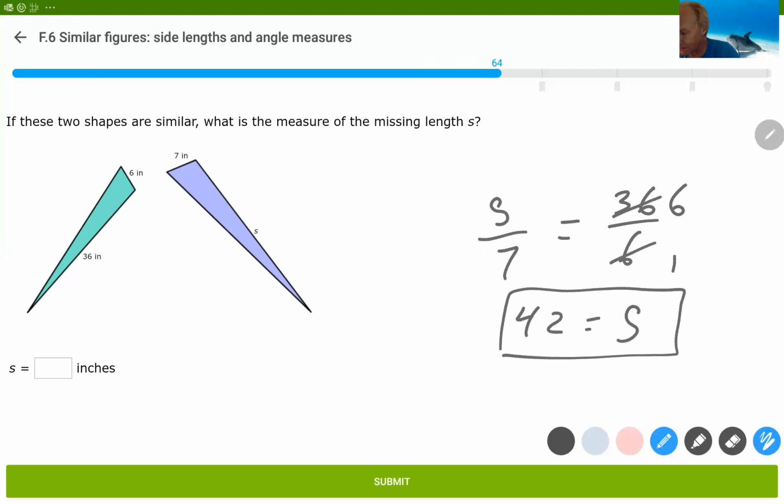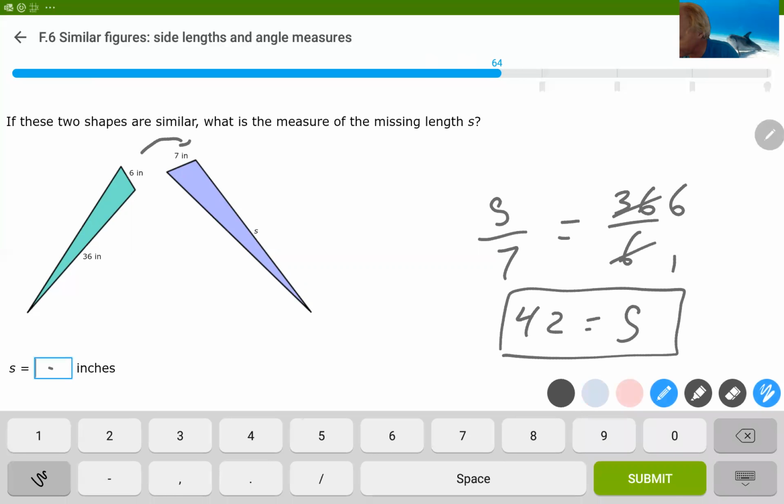This one is slightly larger, and it says the 7 is slightly larger than 6, and 42 is slightly larger than 36.